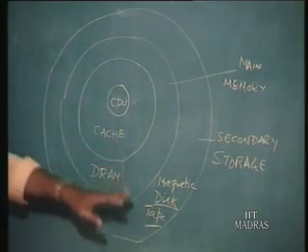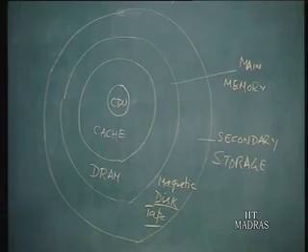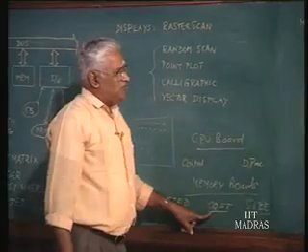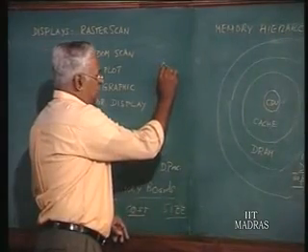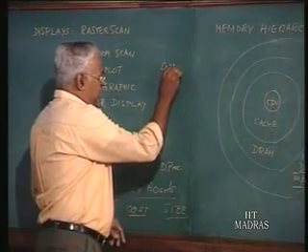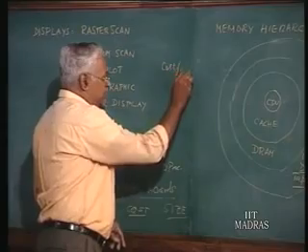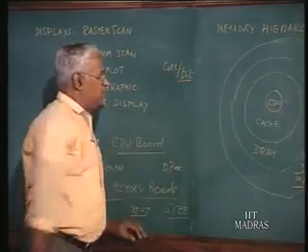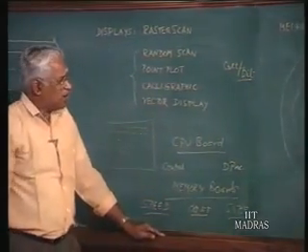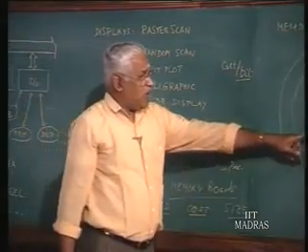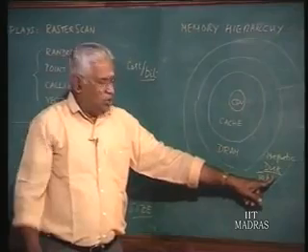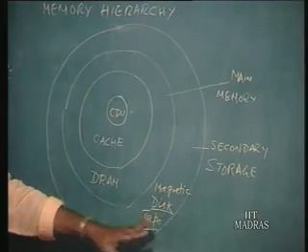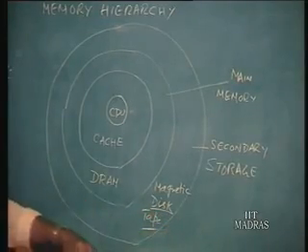Now, if you work out the cost part of it, what is usually indicated is the cost per bit of storage. What is a bit? Binary digit, okay, 1 bit, 0 or 1. The cost per bit will be indicated. The cost per bit will be the highest here and the lowest here. Now, how about outside of this?